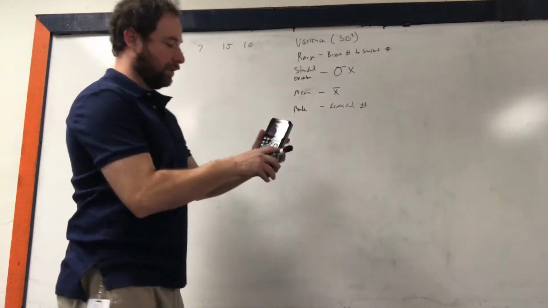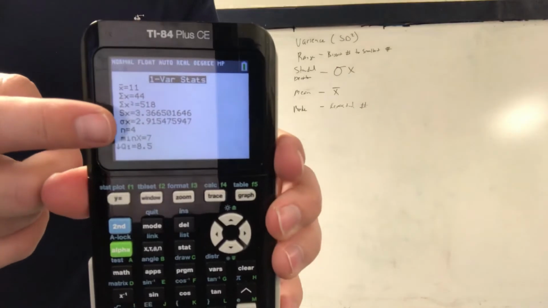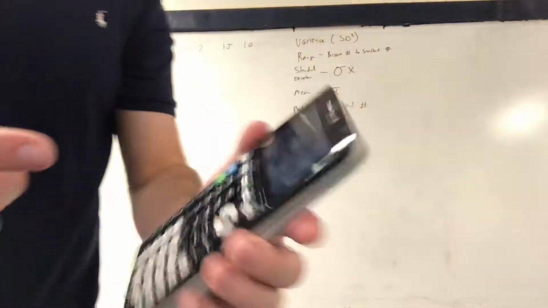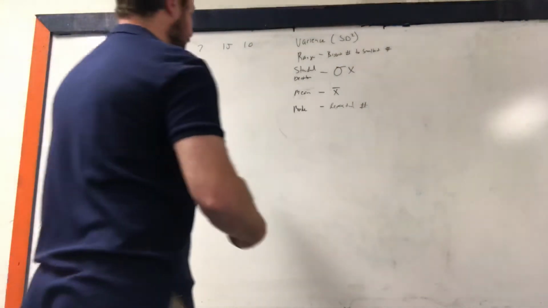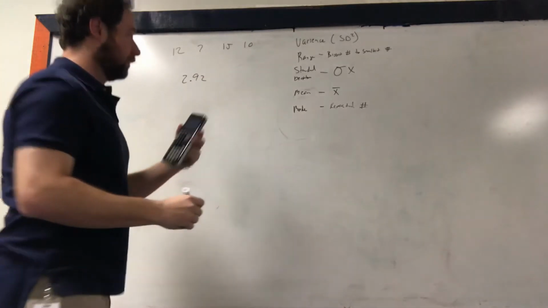Standard deviation is given to you in the calculator. It's that funny symbol right there, kind of an O with a line with an X. So standard deviation is 2.92 in this problem. That's given to you in the calculator.